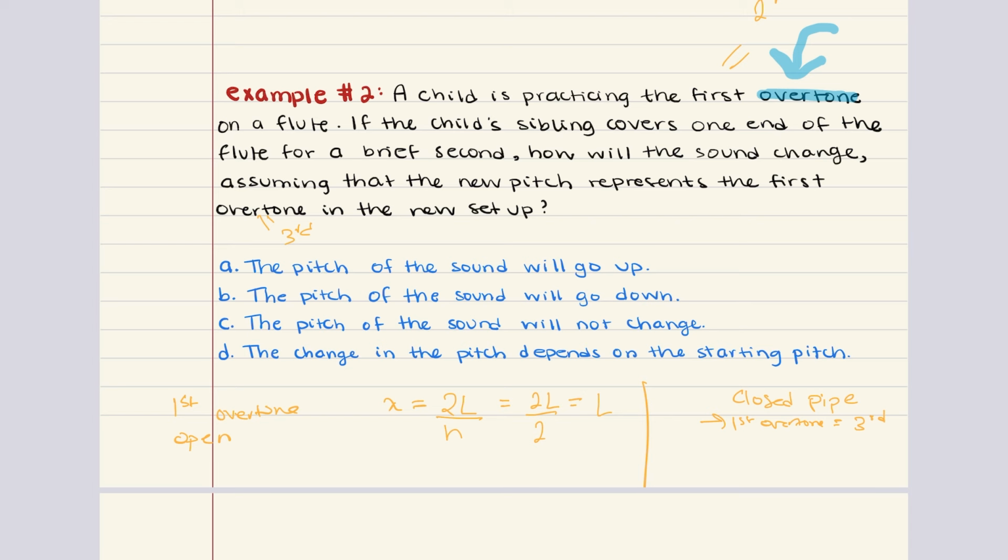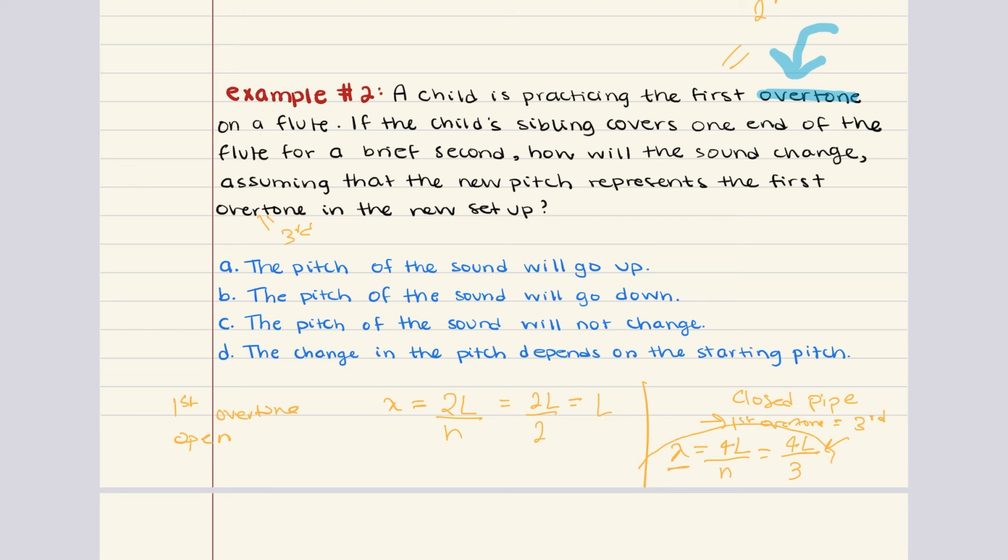Now let's write out our relationship for closed pipes between wavelength, length of pipe, and harmonic. For a closed pipe, the wavelength is equal to 4L divided by N. For the first overtone in a closed pipe, N is equal to 3 because the first overtone is the third harmonic in a closed pipe. So now we have 4L divided by 3, and now we have our relationship between wavelength and length of pipe: 4L divided by 3.